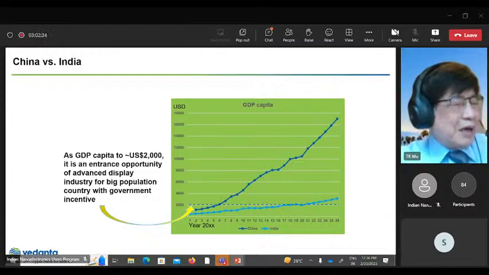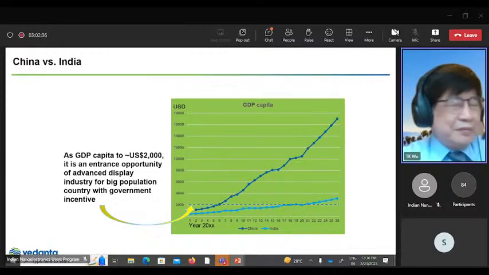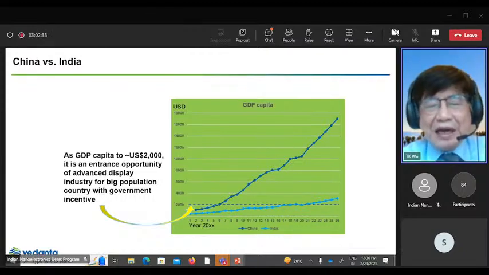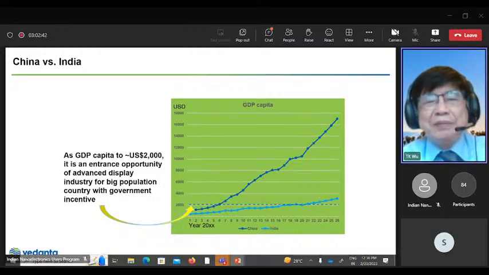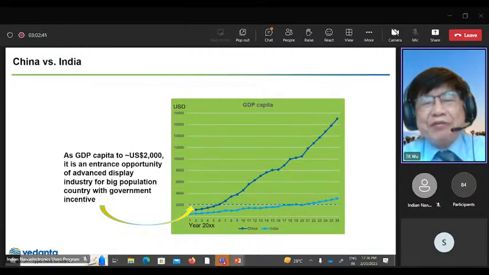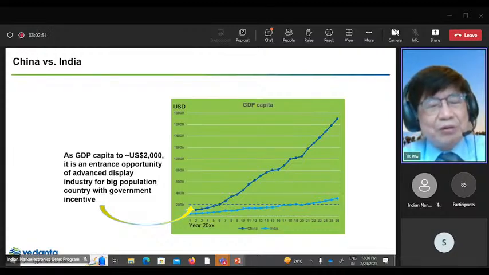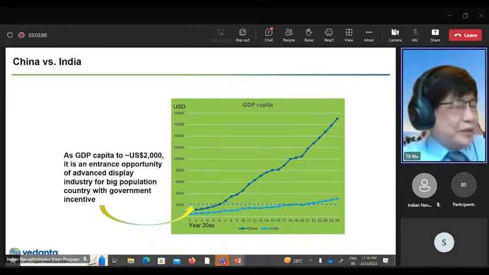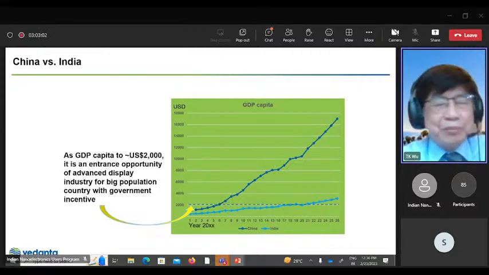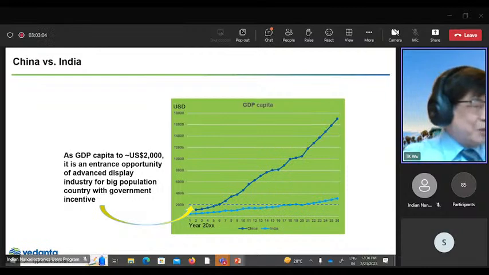So I think from now on, the GDP per capita for India is over 2,000 US dollars already. I think that's the right moment for India to consider aggressively entering this very good industry. Okay, so that's the right moment. Okay, and next one, please.